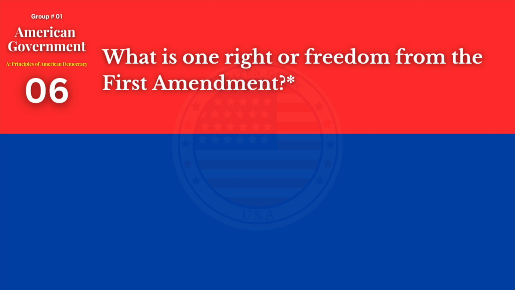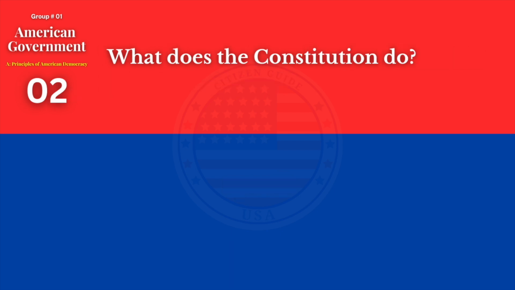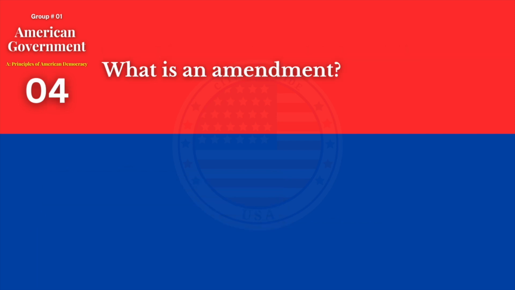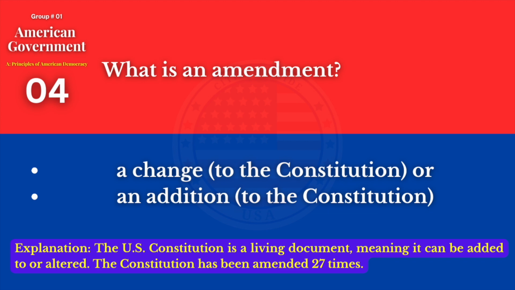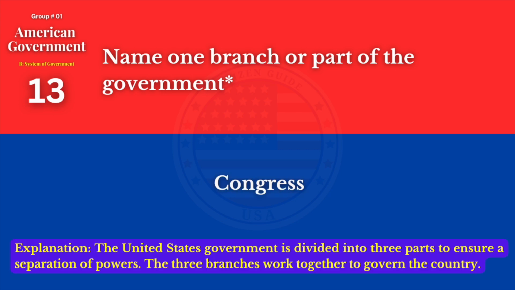What is one right or freedom from the First Amendment? Speech. What does the Constitution do? Sets up the government. What is an amendment? A change to the Constitution. Name one branch or part of the government. Congress.